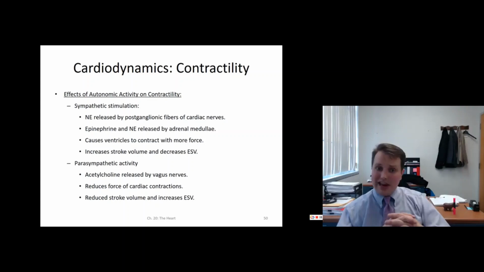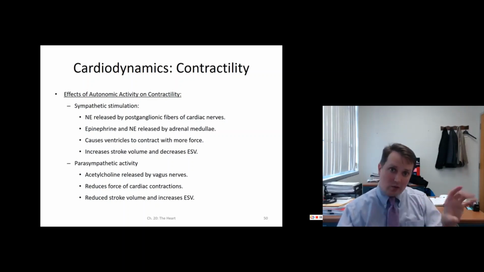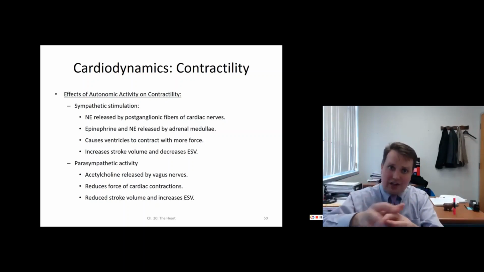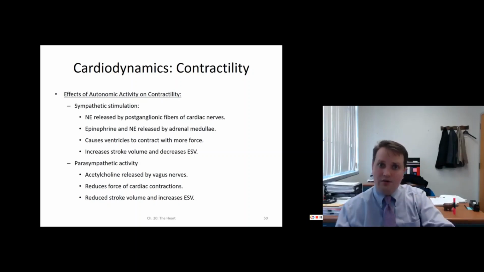Calcium is needed, if you guys understand that from AP1, is that calcium is what's going to go into the muscle cells, cause the actin-myosin interactions to be able to occur. Calcium removes the troponin-tropomyosin complexes' inhibitory action on actin-myosin interaction.